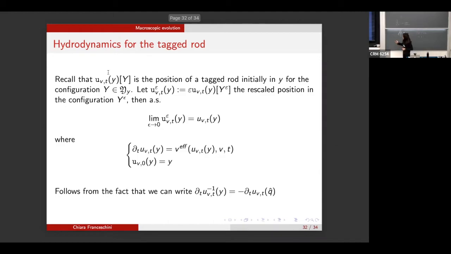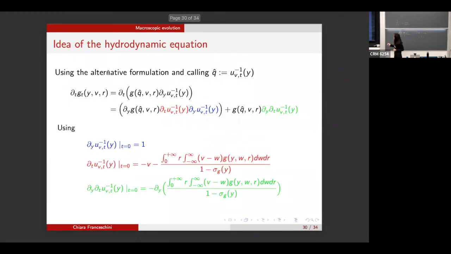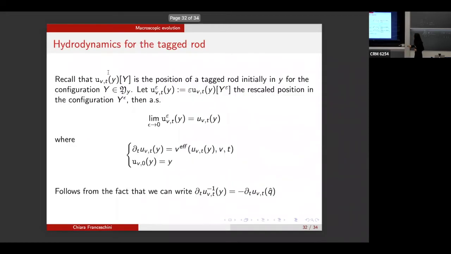Again, to see this, basically you consider the identity. You see that the right-hand side of the identity is basically the effective velocity. So you just want to prove that the left-hand side is the time derivative of u, which again you can do by performing a change of variables. So this is how you get this PDE.